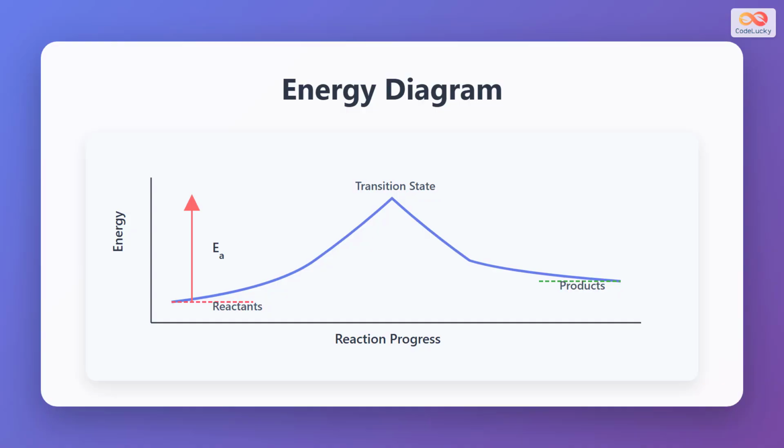An energy diagram is a powerful tool for visualizing activation energy. The horizontal axis represents the progress of the reaction from reactants to products, while the vertical axis shows the energy level. The curve shows the energy path molecules take during the reaction. Notice how the energy rises from the reactant level to reach a peak at the transition state, then falls to the product level. The activation energy, E sub A, is the difference in energy between the reactants and the highest point, the transition state. This diagram clearly shows that molecules must gain energy before they can proceed to form products.